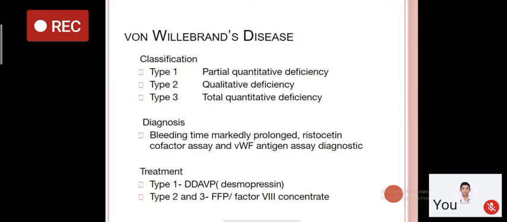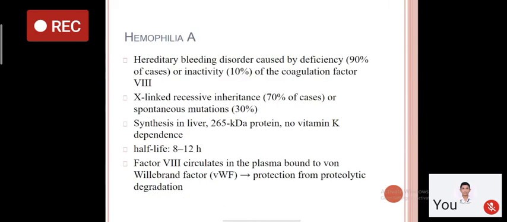But in patients in whom there is a severe deficiency or complete absence of von Willebrand factor, FFP or factor 8 concentrates are always required. Then coming on to another condition which is very common in the Indian setup and which has a genetic inheritance, especially the males are affected, in which there is a deficiency of factor 8 in 70 to 80% of the patients, and in 20% of the time there is a deficiency of factor 9.